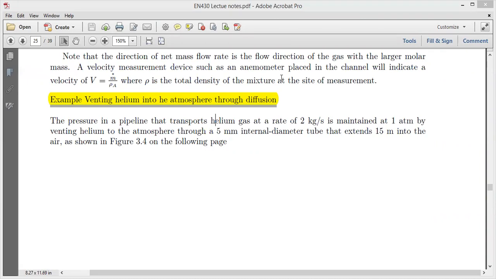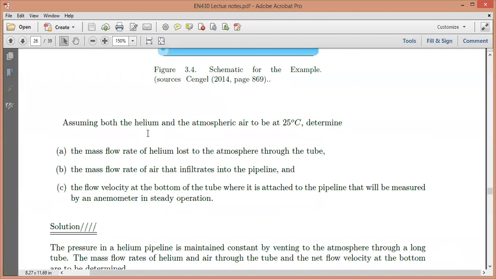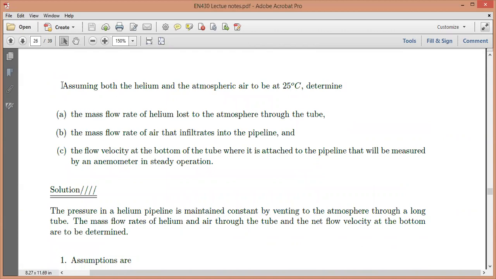Example, venting helium into the atmosphere through diffusion. The pressure in a pipeline that transports helium gas at a rate of 2 kg per second is maintained at 1 atmosphere by venting helium to the atmosphere through a 5 millimeter internal diameter tube that extends 15 meters into the air, as shown in the figure. This question actually came, I just remembered, about 2 years ago, just as it is in the exam. We'll look at this later. Just continue reading from here: assuming both the helium and the atmospheric air to be at 25 degrees Celsius, determine A, the mass flow.